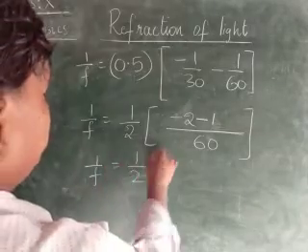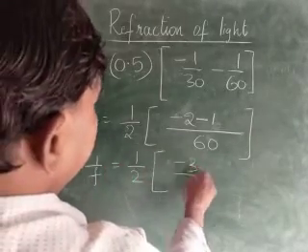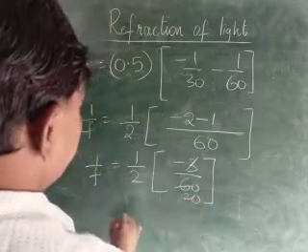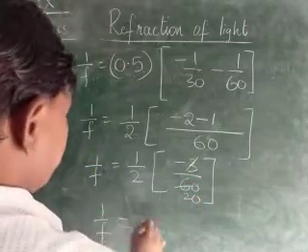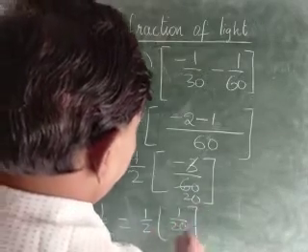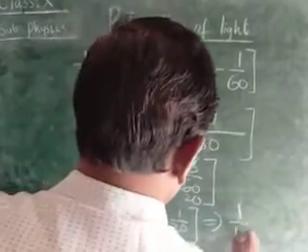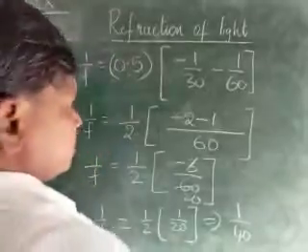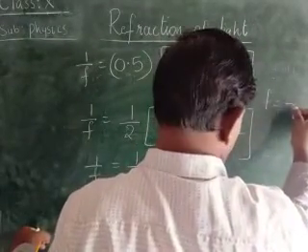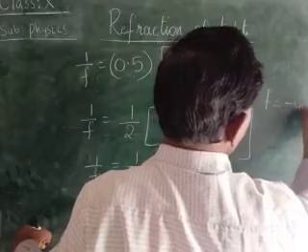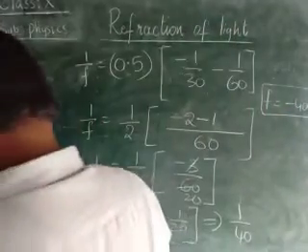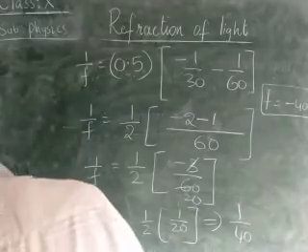That is 1 by 2 into minus 3 by 60. 3 ones are 3, 3 twentys are 60. Here 1 by f is equal to 1 by 2 into minus 1 by 20. That is minus 1 by 40, 2 into 20 is 40. Here f is equal to minus 40 centimeter. Therefore, what is given, children? f is equal to minus 40 centimeter.